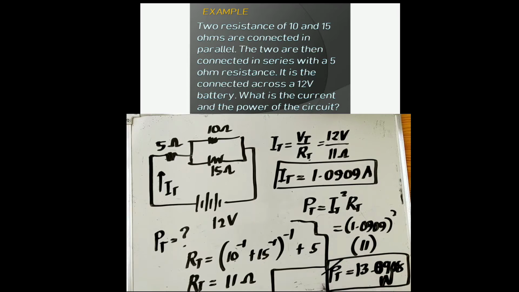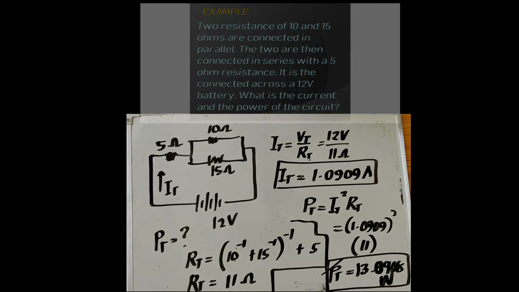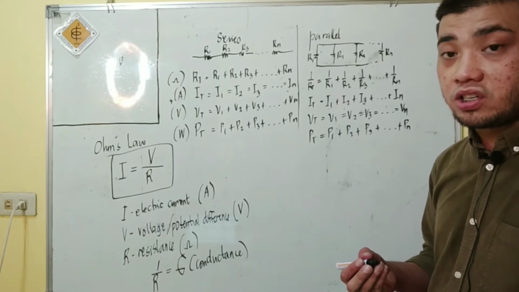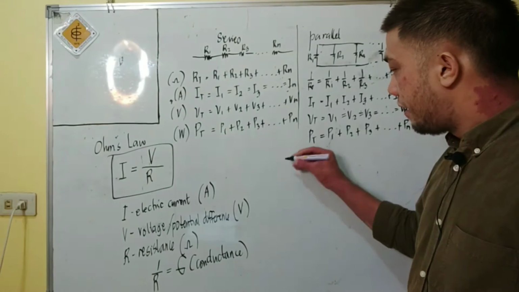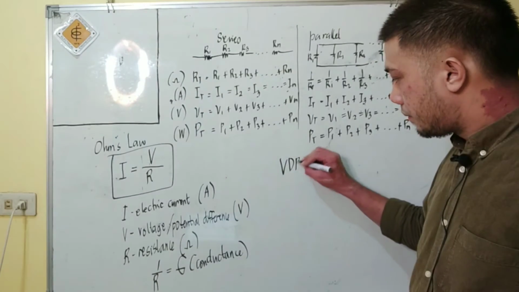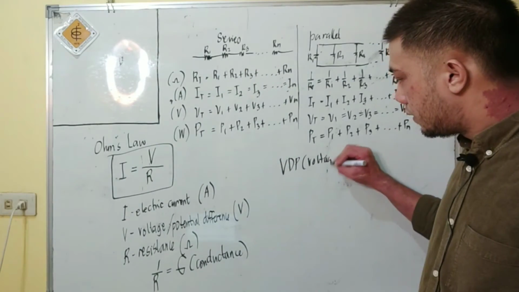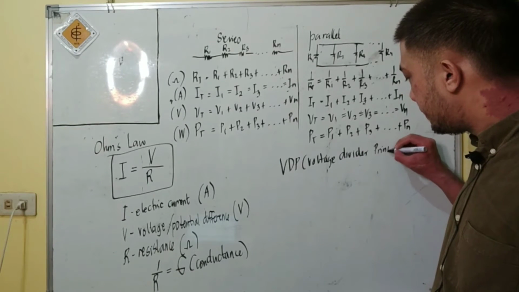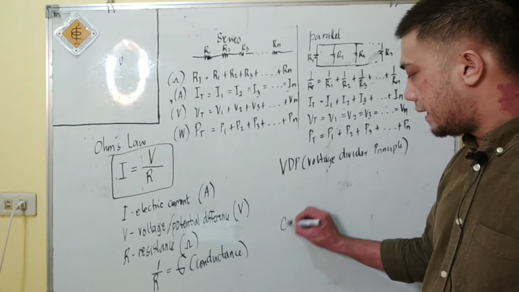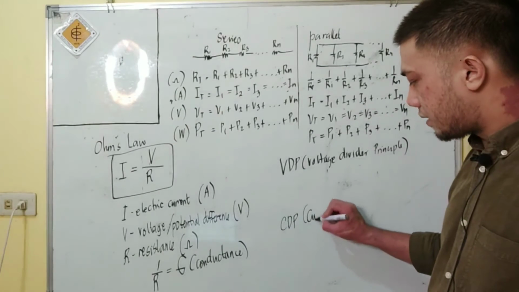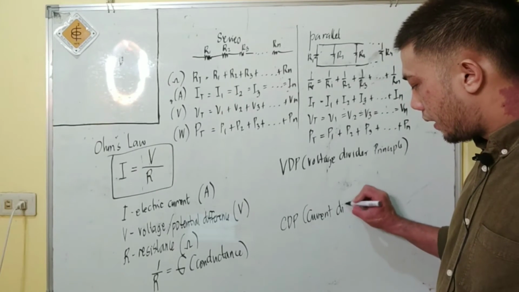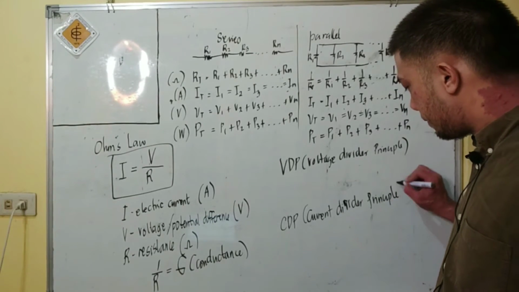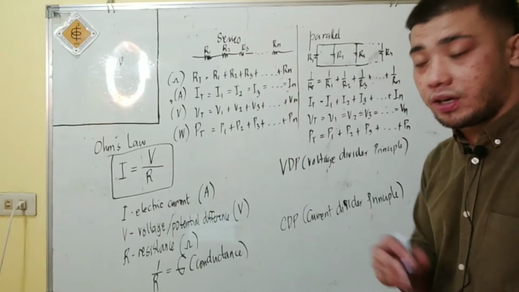So, this will be for the value of power. I'm also going to introduce to you the voltage divider rule or the voltage divider principle. We have VDP, or the voltage divider principle, and the CDP, which is current divider principle. The CDP is the current divider principle.